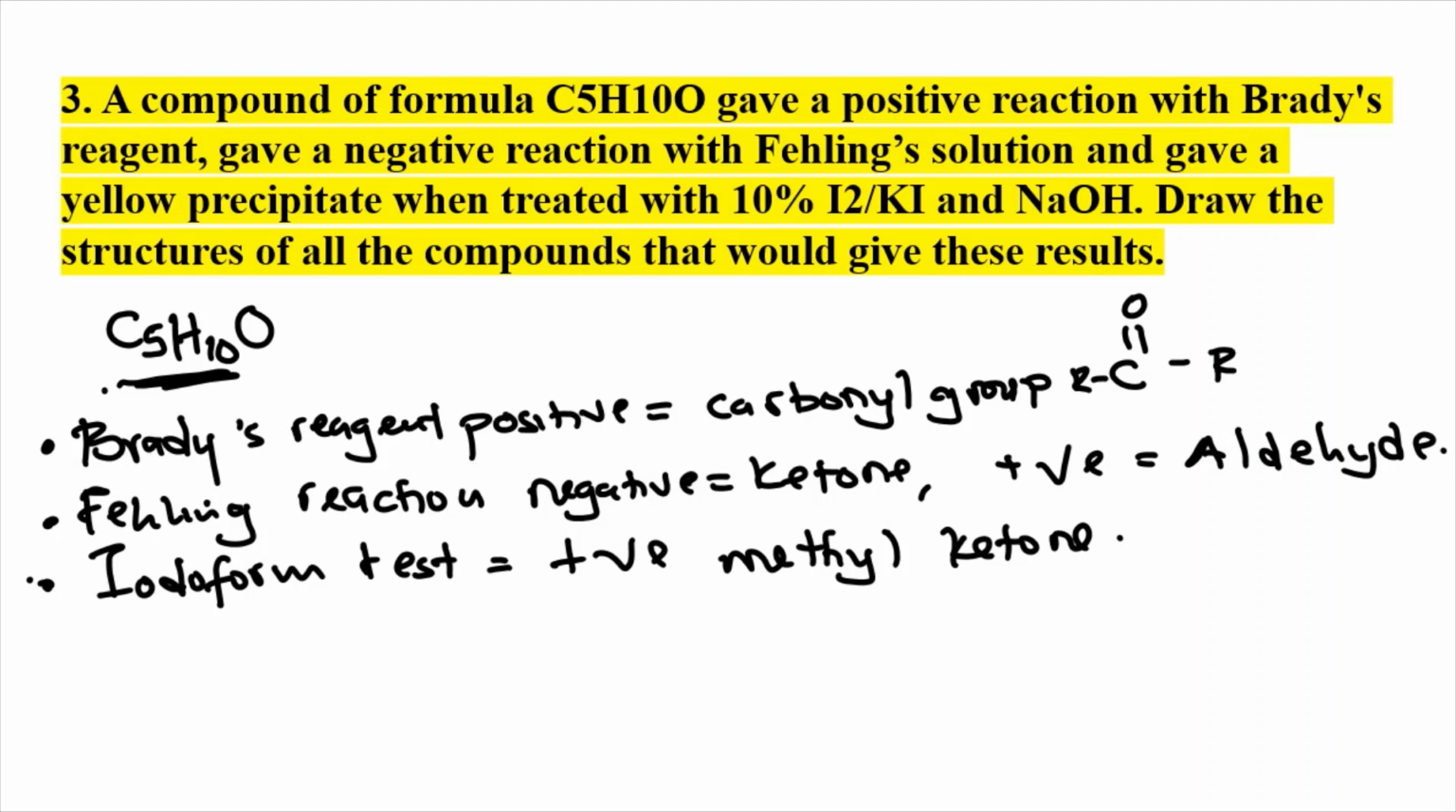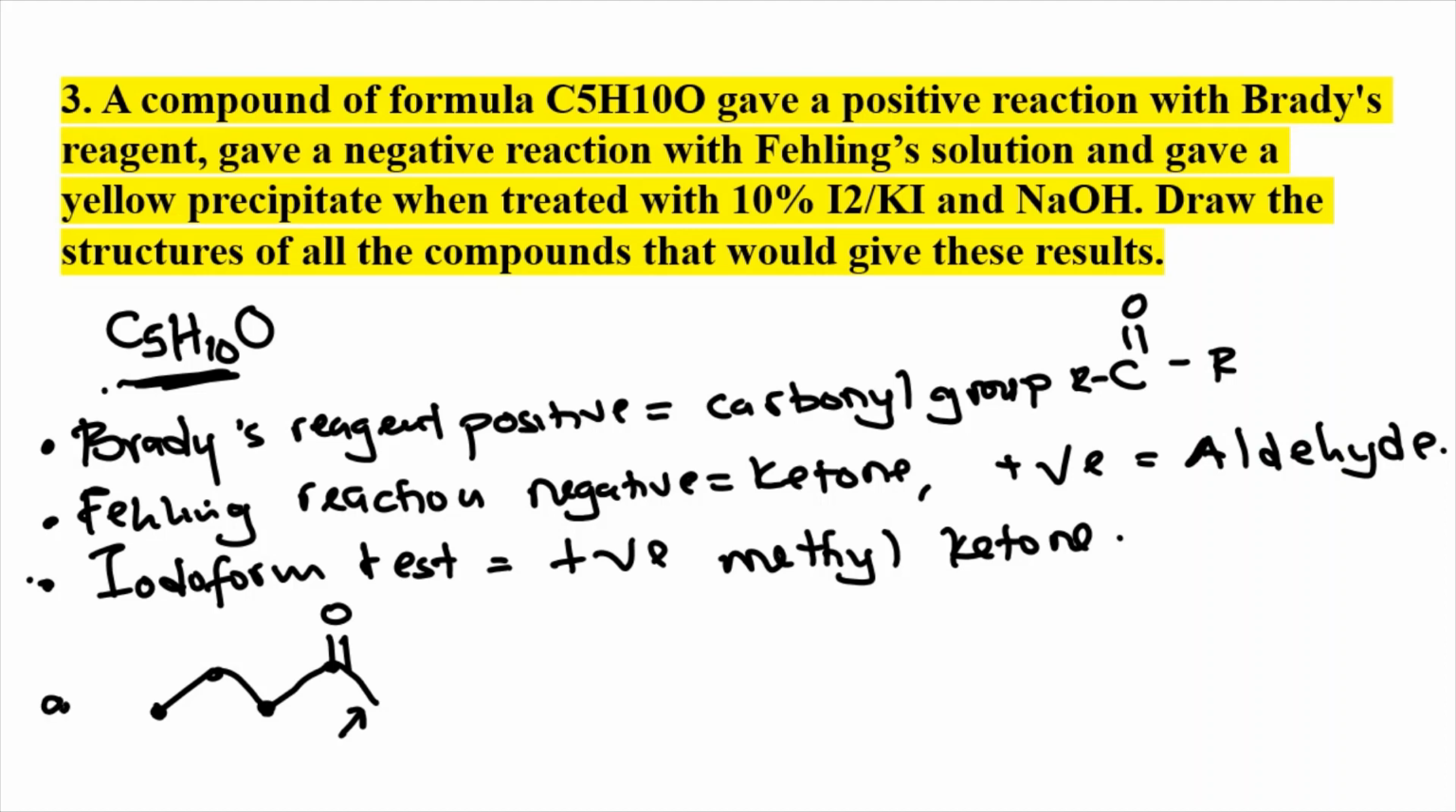So we know that our compound has got 5 carbons. So we draw it 1, 2, 3, 4, 5. And it is a ketone. So we're going to put the oxygen here. So this number 1 is a ketone. The Brady's test is positive. The Fehling's test is negative. And there is a terminal methyl group here.